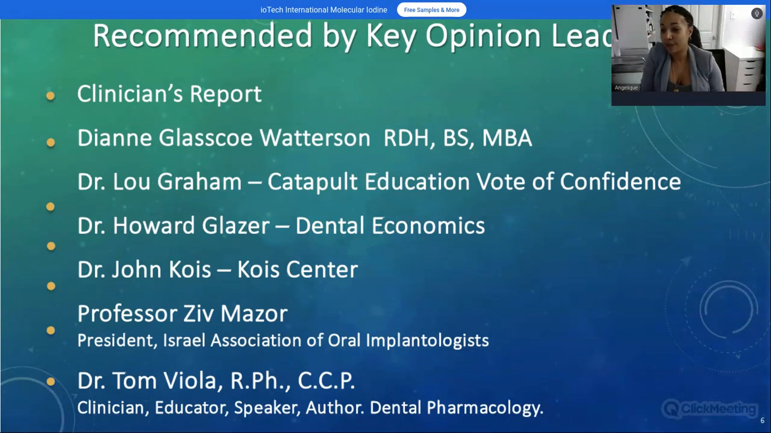Here are just a few of many key opinion leaders that also recommend the ioTech products. These articles are available from us. If you are interested in reading any of them, we can send them to you through an email, or you just reach out to us and we can get you access to any of the articles that have been written and anything that has been said by key opinion leaders.